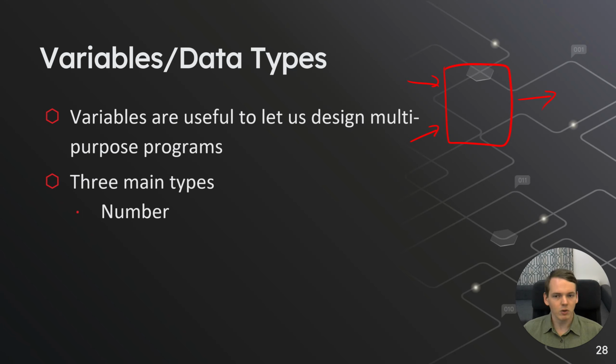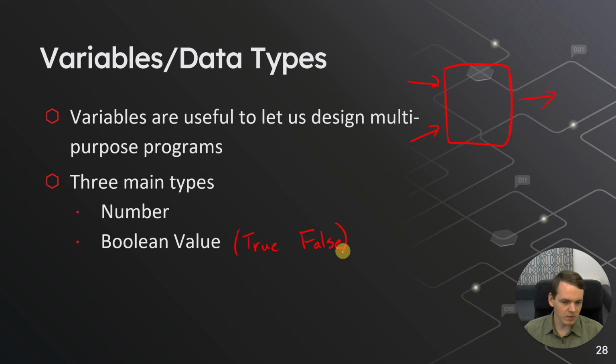The first is what we're used to thinking about with variables: a number. Any type of number, decimals, whole numbers, etc., is still a number. The second type is a Boolean value, which is true or false. Sometimes we want to know if something is true or false. We might ask, are these 2 numbers equal? And the answer is yes or no. That would be a Boolean value, true or false.